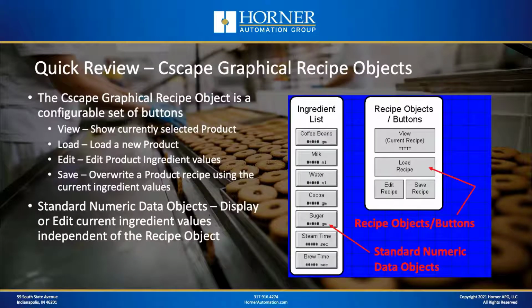Now, one of the things we showed you last week was the recipe object that's built into the graphical capability of the OCS, built into Cscape, of course. The current graphical object is a configurable set of buttons, effectively. Those buttons allow you to view, load, edit, and save recipes. In addition to utilizing the recipe object through those 4 buttons, you also will typically utilize the standard numeric data objects to display or edit the current ingredient values that are loaded or running on the machine.